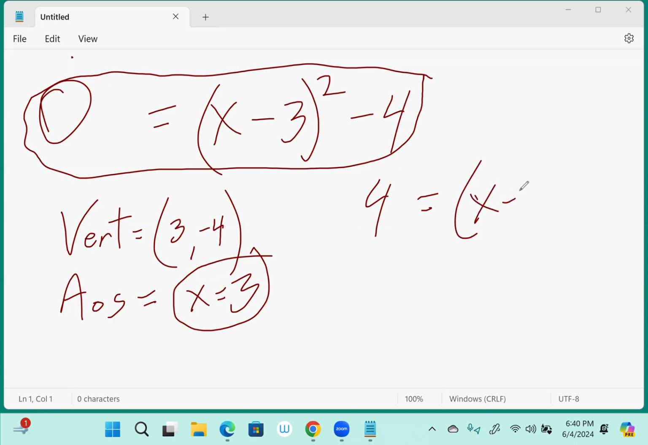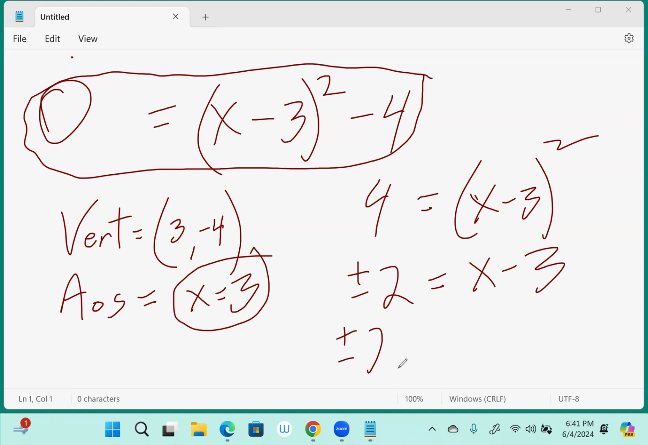4 equals x minus 3 squared. So then take the square root of that whole thing. What's the next line? A good thing to remember is that whenever you are solving an equation by taking the square root of both sides, always begin your answer with the words plus or minus. Because when I take the square root of the left side, my answer is plus or minus 2. Plus minus 2 equals x minus 3. And then add 3 to 2. Plus minus 2 plus 3.